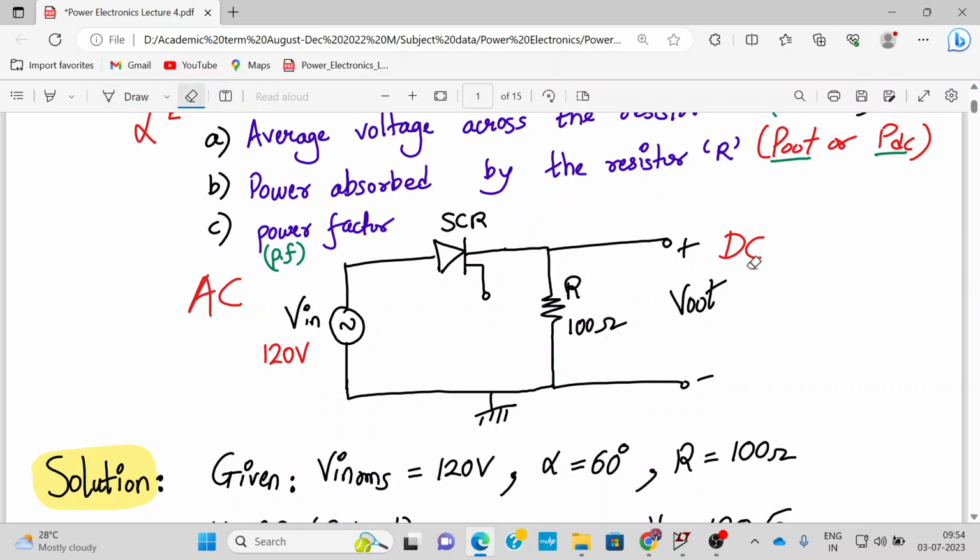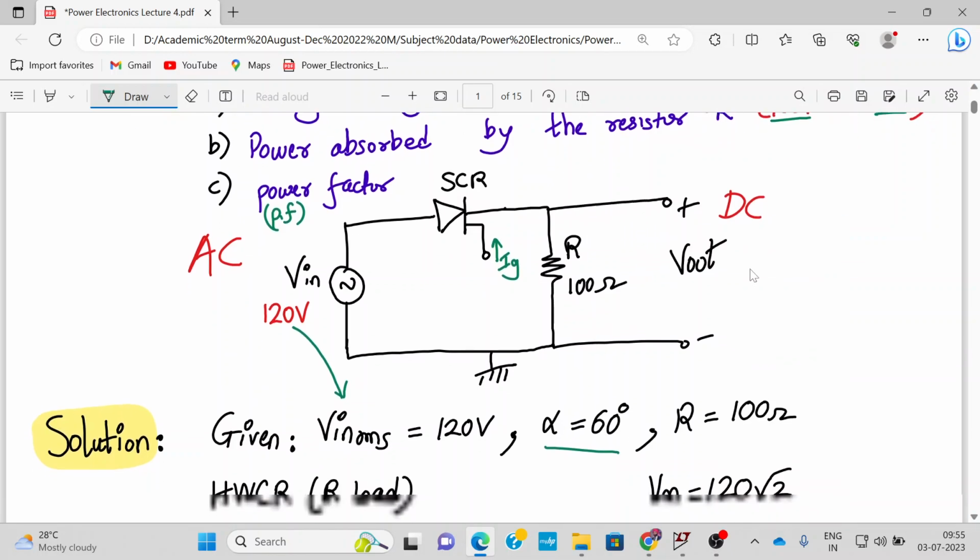So we have an SCR which is applied a trigger pulse IG, and your V in RMS value is given as 120 volt, because whatever the value written over here is in RMS form. So that is 120 volt. Then the resistor is 100 ohm. Alpha value is 60°, and R is 100 ohm. So let's start solving the numerical.